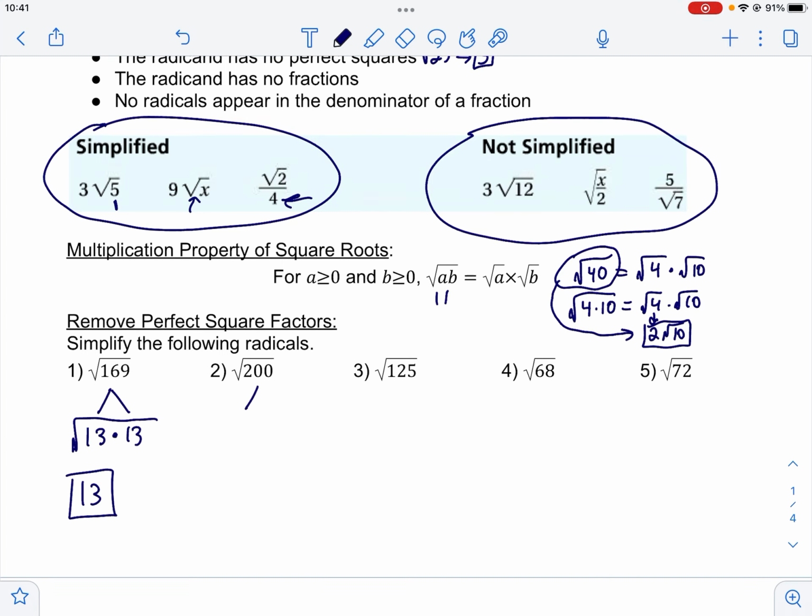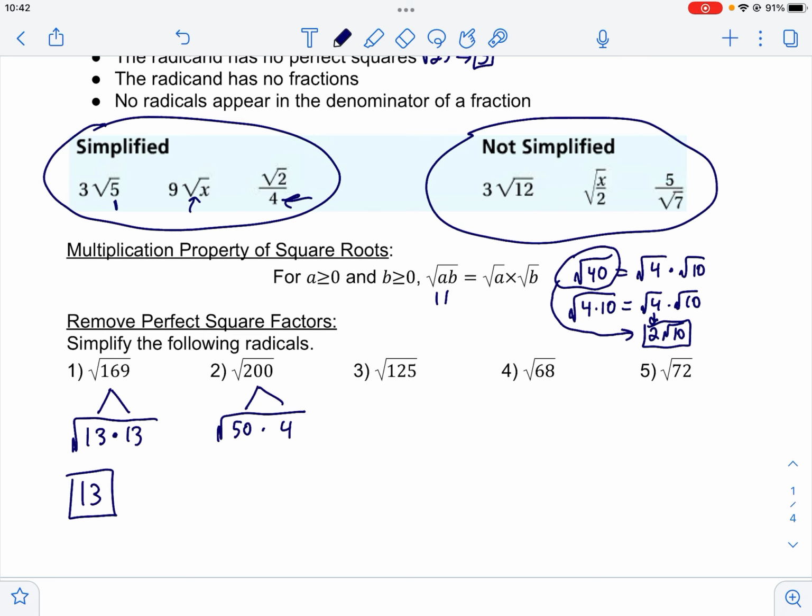But what about when we have square roots that aren't as even or aren't perfect squares? Let's say we had the square root of 200. There are a number of ways to do this, but one way I'm going to think about this is 200 is the square root of 50 times the square root of 4.